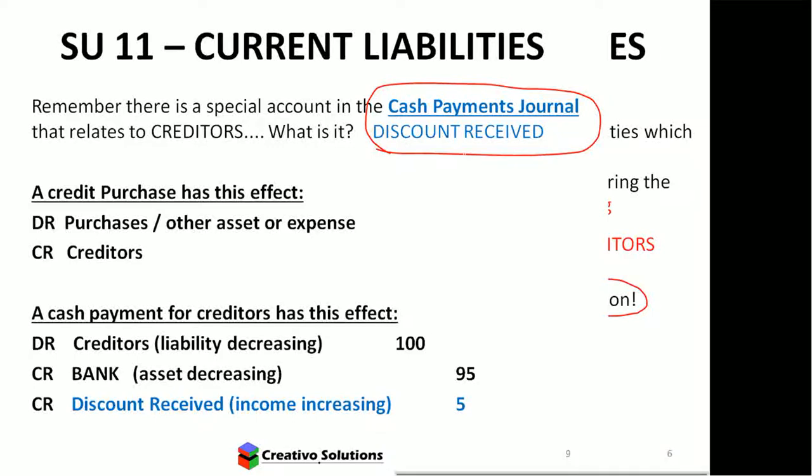What type of account is discount received? It's income. If you're getting a discount, is that good? It is good. Okay, that's why it meets the definition of income. It's an increase in economic benefit. That's the key. Right, happy with that? Got what you need? Okay, next bit.